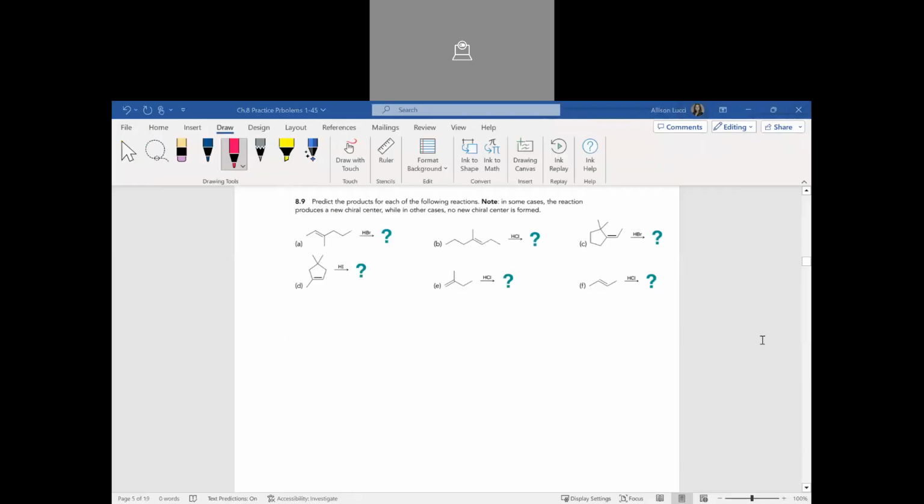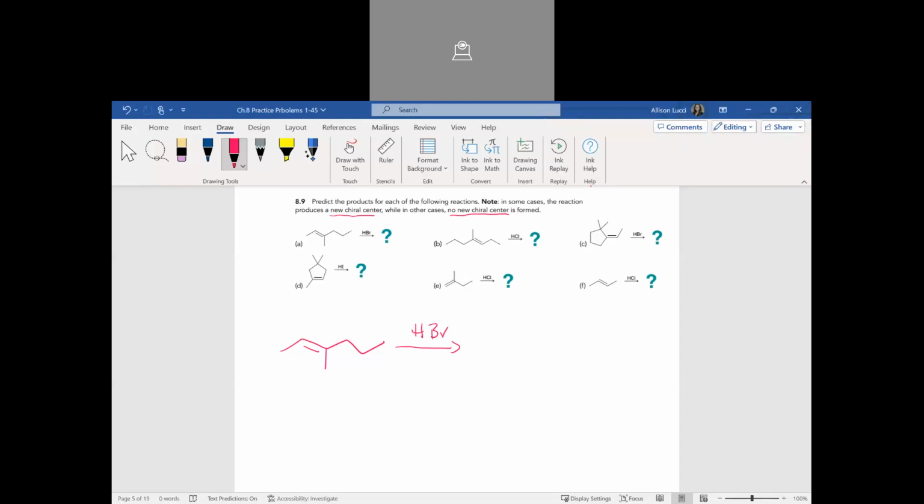So we have practice problem 8.9, which asks us to predict products for the following reactions. They give us a hint here that in some cases we will produce a new chiral center or not, right? So we have to pay specific attention to that. In our first reaction, we have a double bond that we're going to react with HBr, so we should expect a Markovnikov addition to occur. Let's draw our compound here, and we'll react this with HBr.